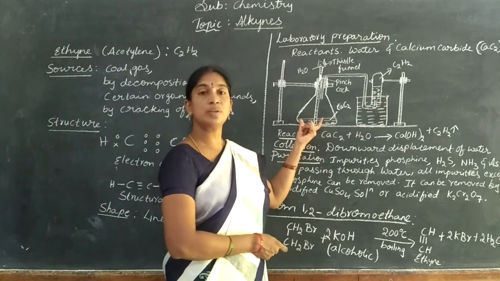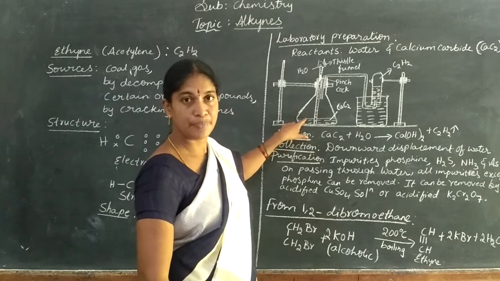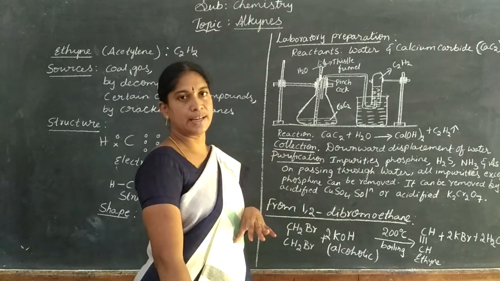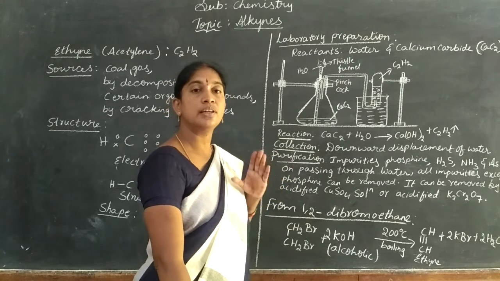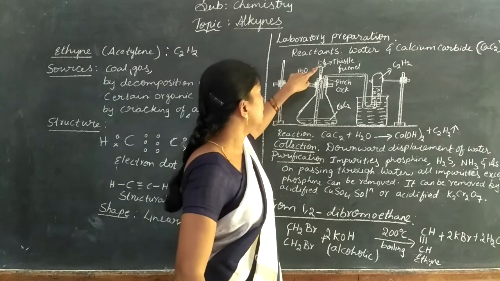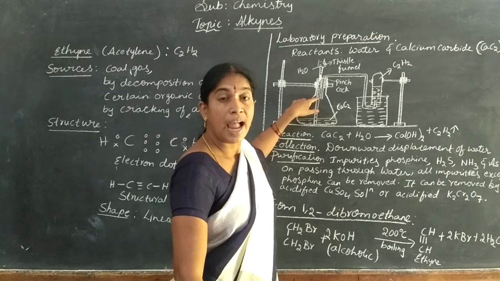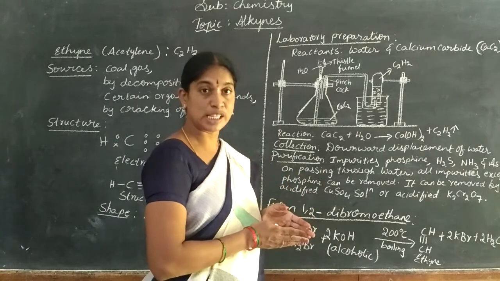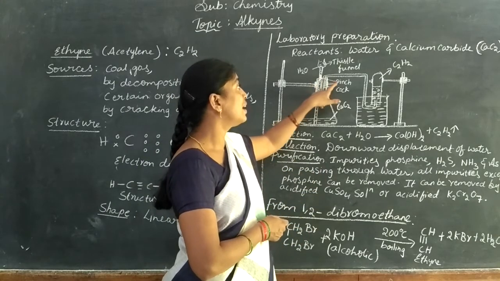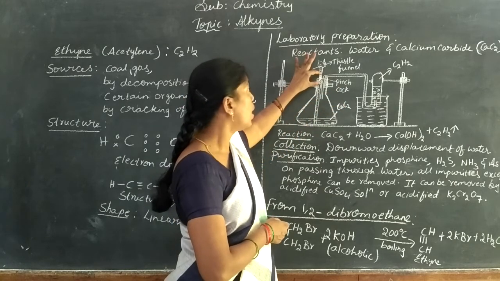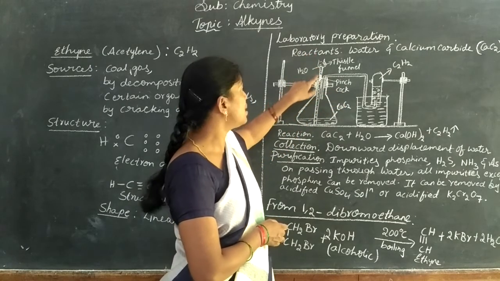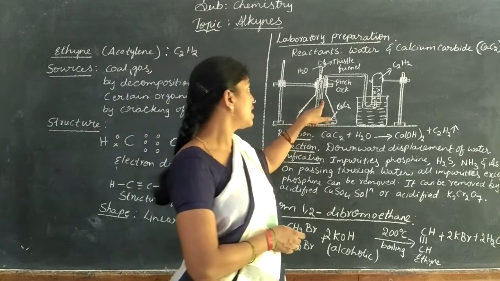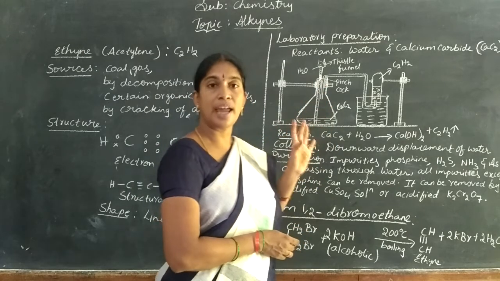First of all, we have to take calcium carbide into this conical flask. We have to be very careful that air must not enter the conical flask. Here in the funnel we are sending water, and we must not allow air to pass through. What happens if air passes? It will become very explosive. In order to avoid that, we are placing a pinch cock to stop air entering through the funnel. Then afterwards, a delivery tube is placed, and a rubber cork is there so that we won't allow air to get in.